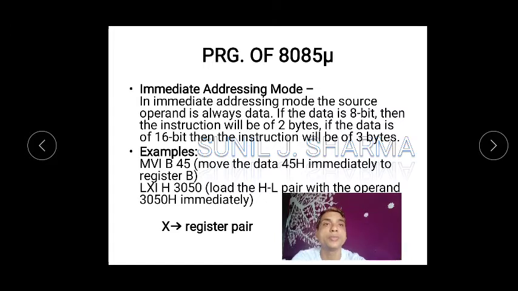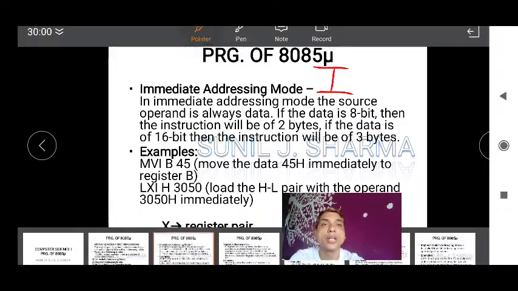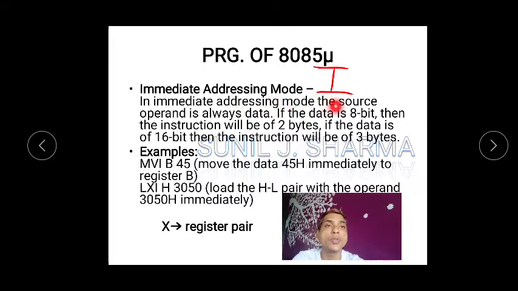Now remember that in immediate addressing mode, all the instructions will always end with I, capital I. That is a very important way to identify. In immediate addressing mode, the source operand is always data. If the data is 8-bit, then the instruction is of 2 bytes. If the data is of 16-bit, then we call it a 3-byte instruction.